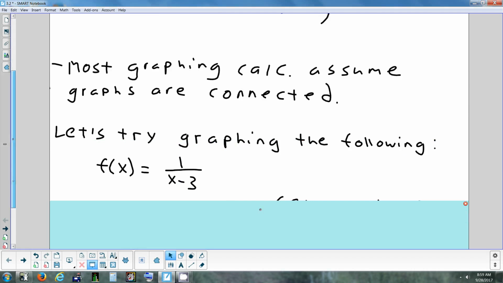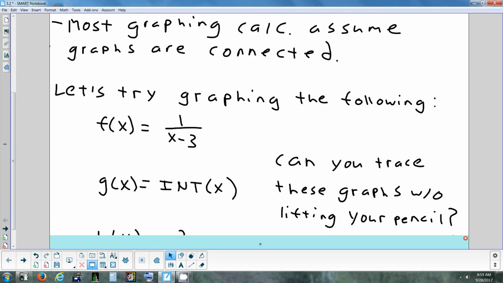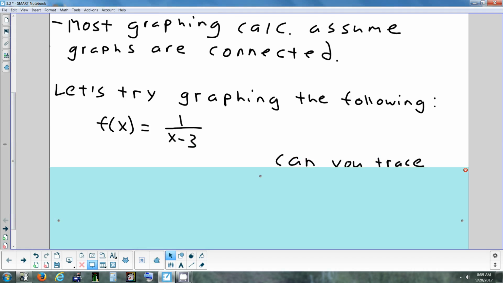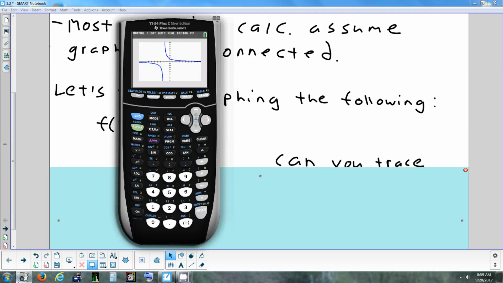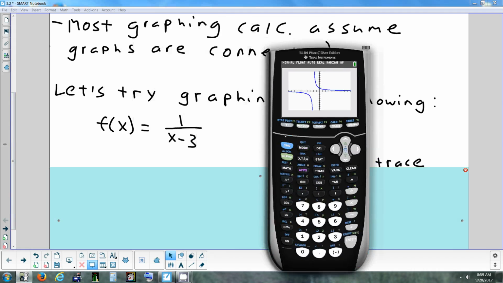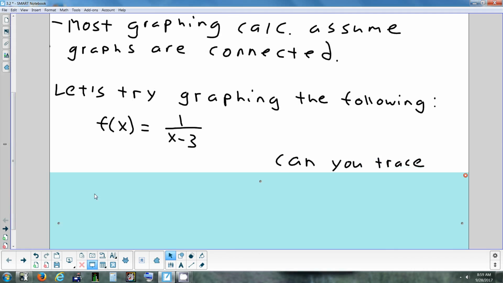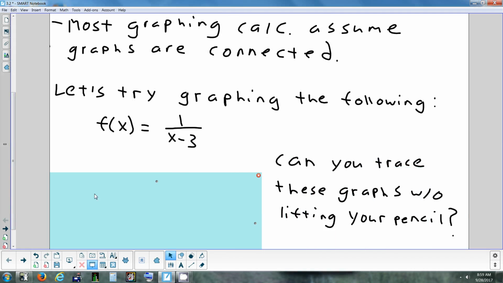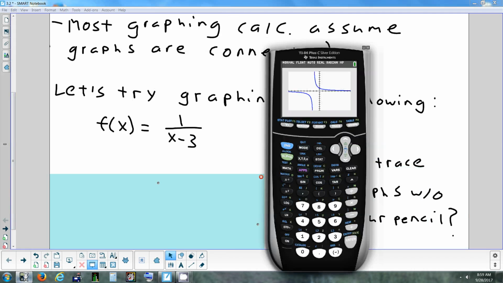Right? And I just graph something like this. So I'm not going to graph that one again, but let's just look at the one I have. Could you trace that graph without lifting your finger off of it? No, because it's in 2 separate pieces. That's not a connected graph.